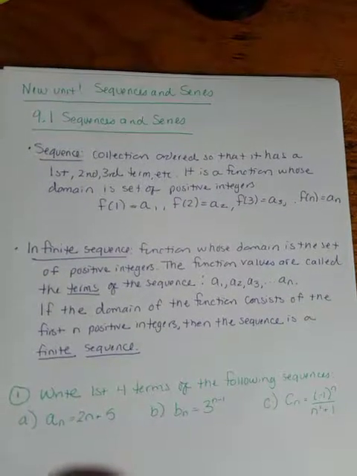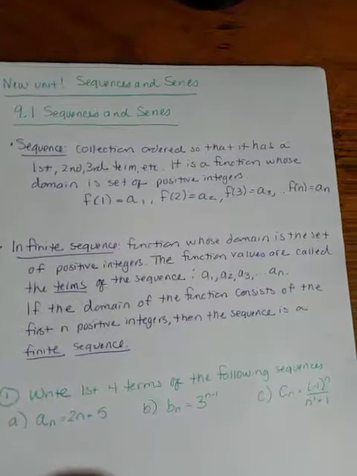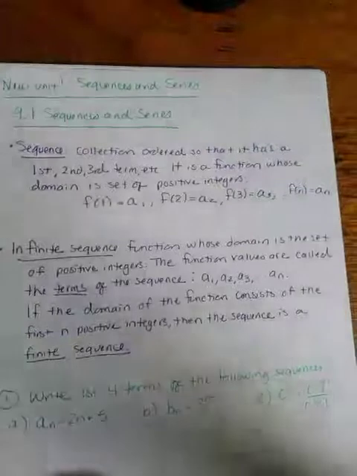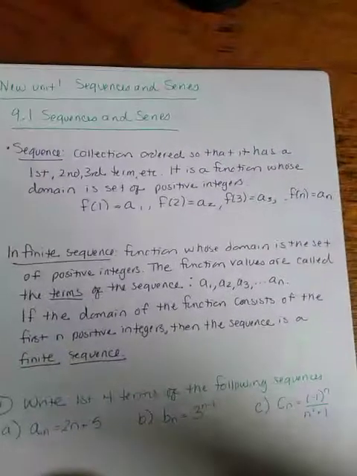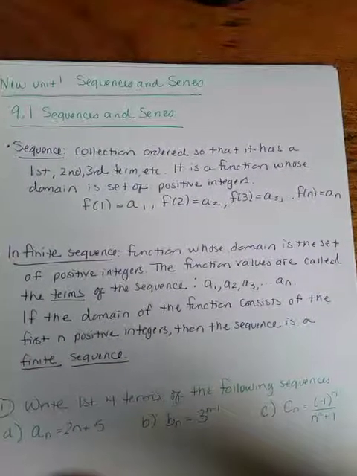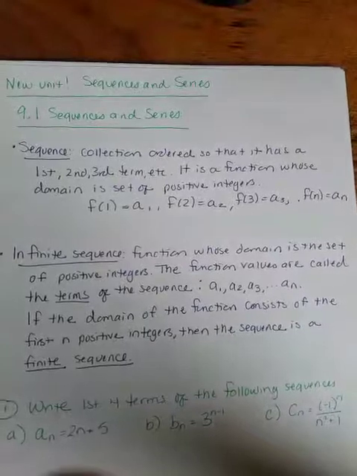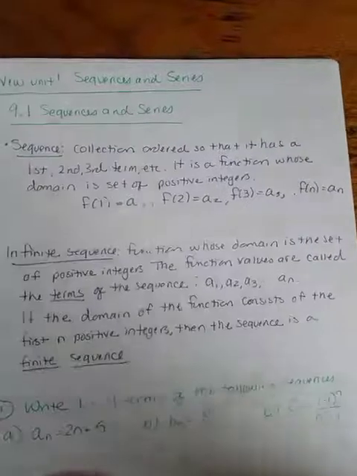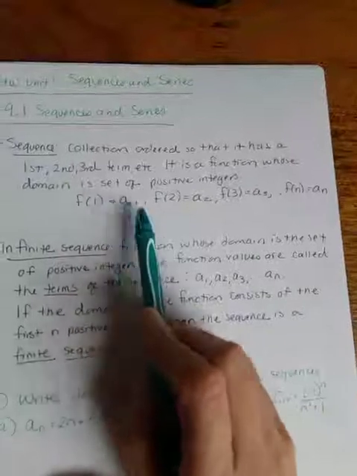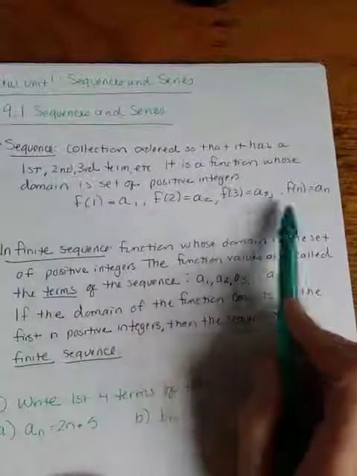All right, let's get to it here. So what is a sequence? A sequence, again, I have my notes all written out for you here. It's a collection ordered so that it has a first, second, and third term, etc. It's a function whose domain is the set of positive integers. So f of 1 we write as a sub 1, f of 2, a sub 2, etc.